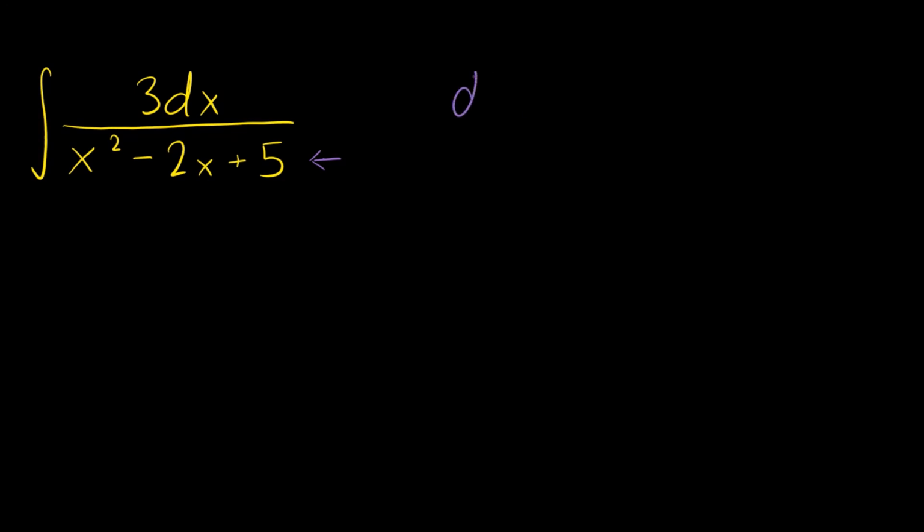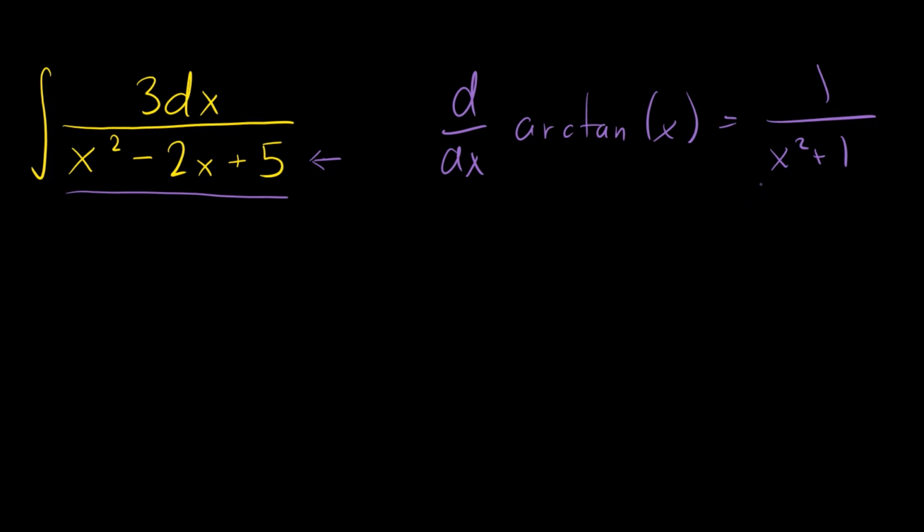And if you remember, if we differentiate arctangent of x, we get 1 divided by x squared plus 1, which is also a quadratic polynomial in the denominator. So that means that if we somehow write this expression in some kind of form like this, we can integrate that and we can get some form of arctangent. We can do that by completing the square here in the denominator.